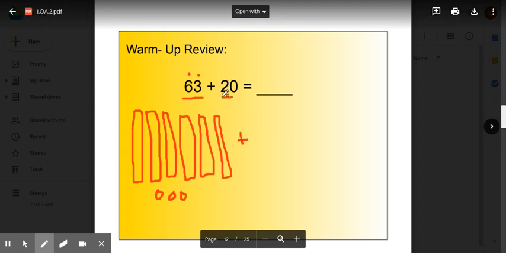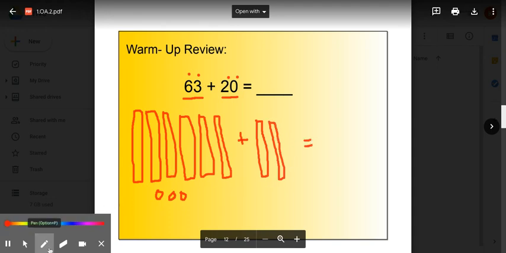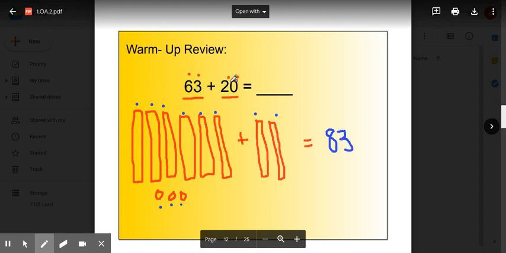Plus 20. And in the number 20, we have 2 tens and 0 ones. 1, 2. 2 tens and no ones. How many do I have altogether? So first, let's count my tens. I have 1, 2, 3, 4, 5, 6, 7, 8 tens. And how many ones? 1, 2, 3. 3 ones. So 63 plus 20 is 83.